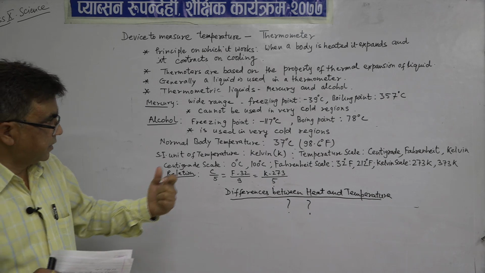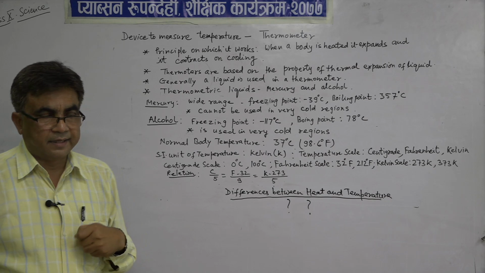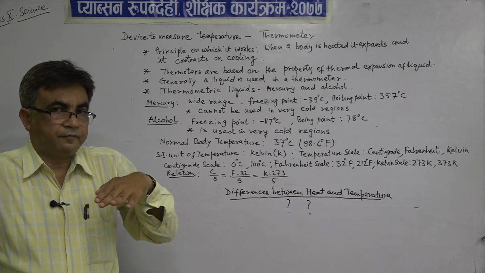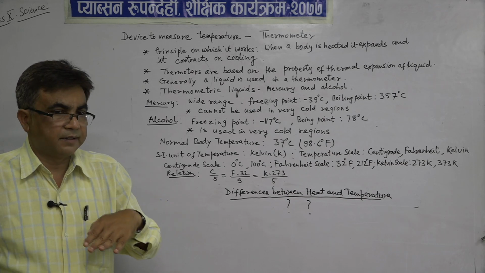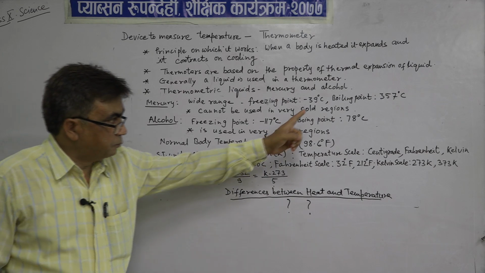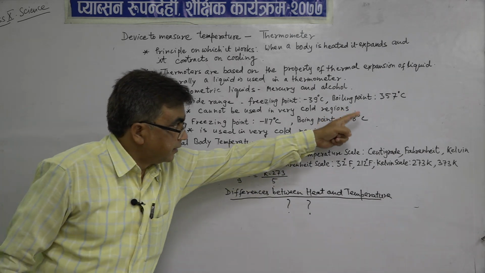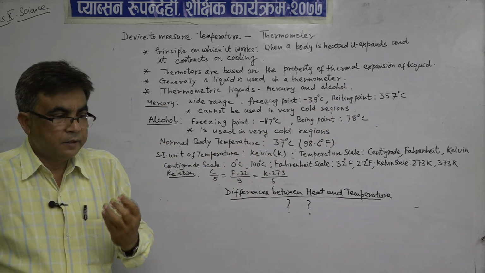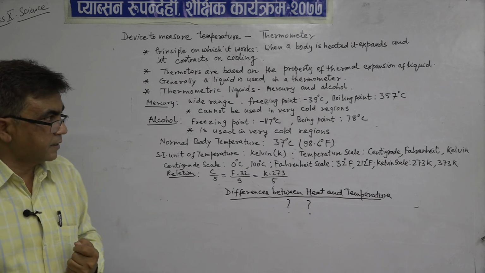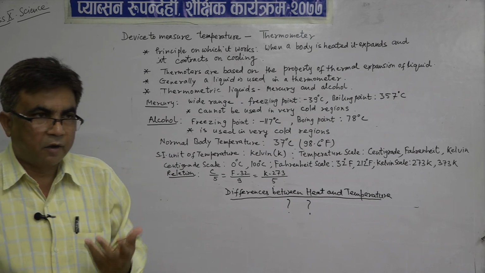Why? Because, as I have written for you, its freezing point is minus 39 degrees centigrade. It means up to the temperature minus 39 it doesn't freeze. When it reaches minus 39 degrees centigrade, only then does it start freezing. And the boiling point is 357 degrees centigrade. It means when the temperature reaches 357 degrees centigrade, only then does it start boiling. That means it starts getting converted into gaseous form.